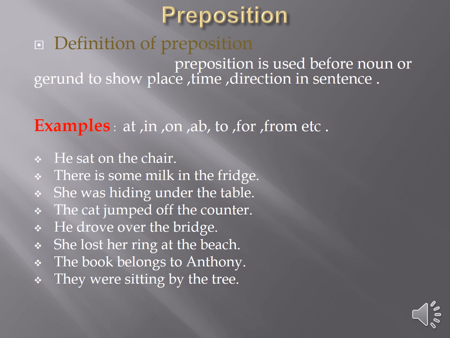He drove over the bridge. Over is the preposition here. She lost her ring at the bench. So at is the preposition here. The book belongs to Anthony. So to is the preposition here. Next one, they were sitting by the tree. By what? By the tree. So by is the preposition here.